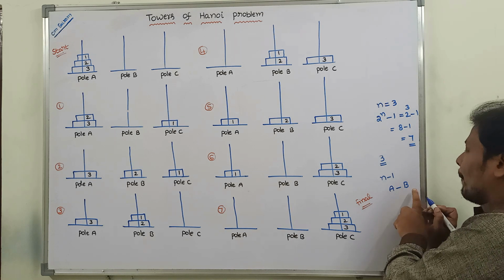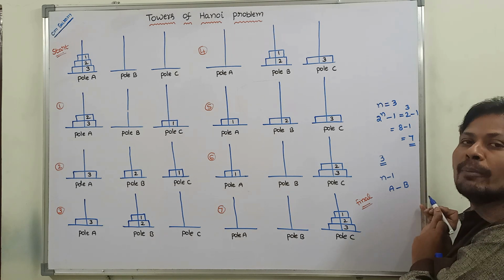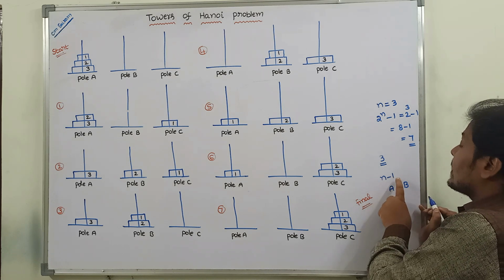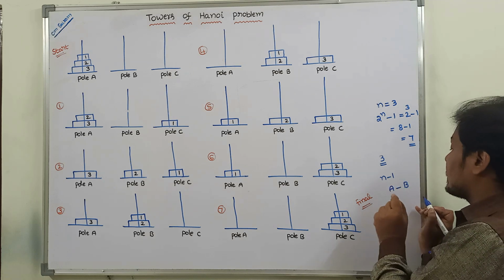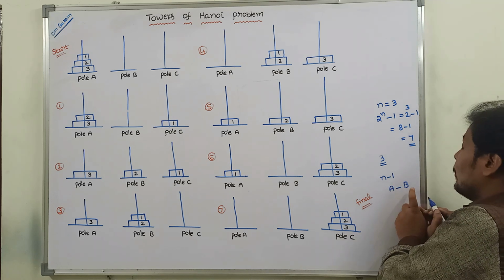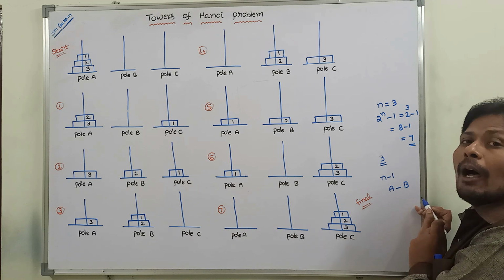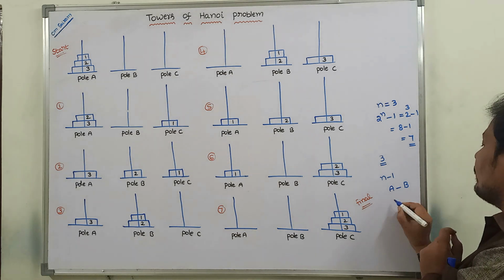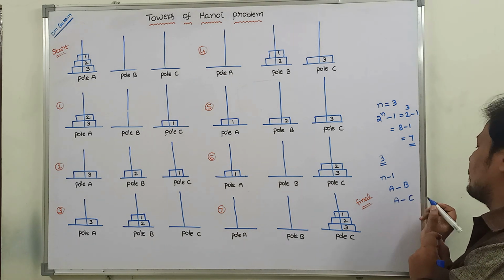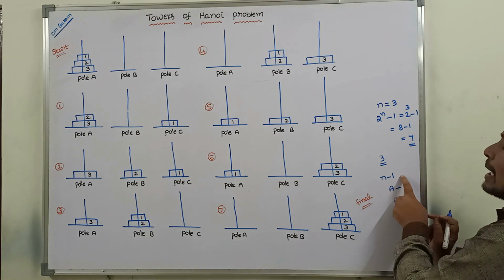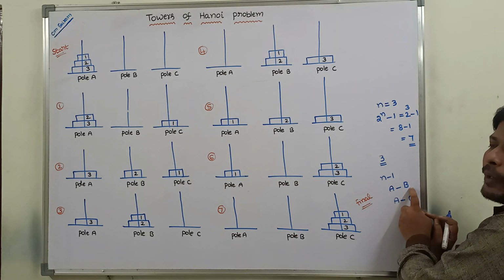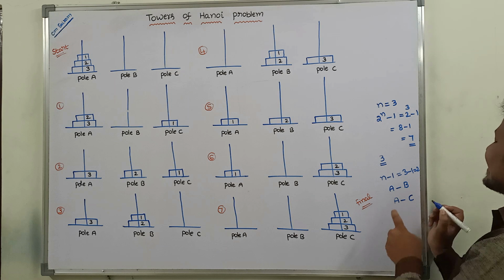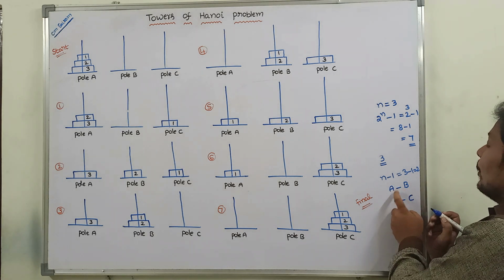Here pole B is the intermediate pole and pole A is the source pole. n minus 1 means 3 minus 1, that is 2. Two discs can be moved from pole A to pole B. After that, the remaining disc can be moved from pole A to pole C. So n minus 1 discs are moved from pole A to pole B; n minus 1 means 3 minus 1, that is 2.